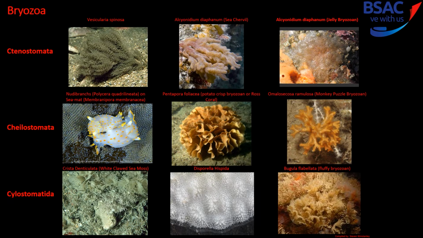The order Cheilostomata is a calcified box-shaped zooid that is crispy to touch. Some of these bryozoas are more easily identified. For example, the sea mat bryozoa is often found on kelp leaves. Sea mat is a favourite food for nudibranchs, and so when you have found sea mat, do look for nudibranchs. Similarly, the incorrectly named Ross coral, which is slowly correcting its name to potato crisp bryozoa, is pictured centre. And the middle right is the aptly named monkey puzzle bryozoa, looking like a South American monkey puzzle tree.